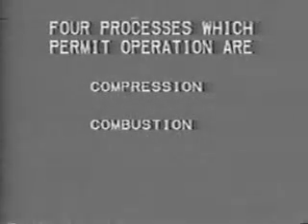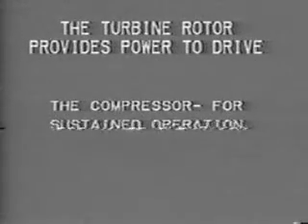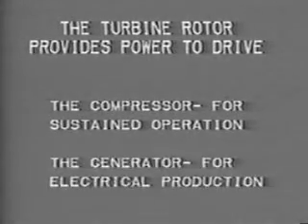Now that you've seen the basics of how a turbine engine works, review what you've learned. The 4 processes which permit the engine to operate are compression, combustion, expansion, exhaust. Energy is converted to useful power at the turbine rotor. The turbine rotor provides power to drive the compressor for sustained operation, and the generator for electrical production.